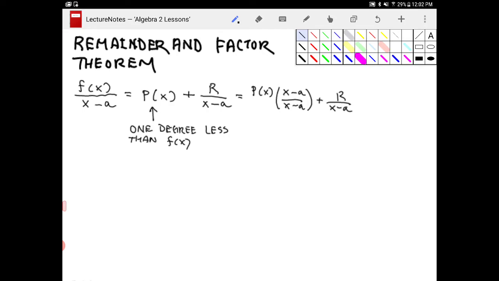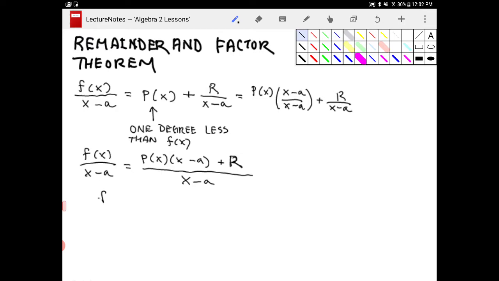And in return, what I will end up with is f of x over x minus a is equal to p of x times x minus a plus r, all over x minus a. Or, quite simply, f of x is equal to p of x times x minus a plus r. And if what I'm writing here, f of x equal to p of x times x minus a plus r, is confusing to you, trust me, this is really no different from me doing this.